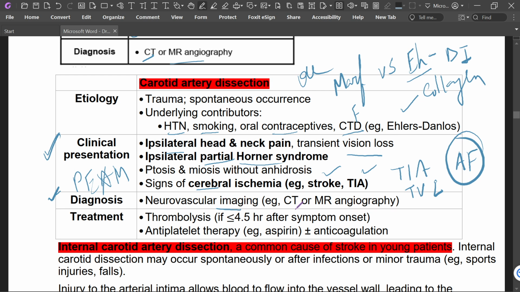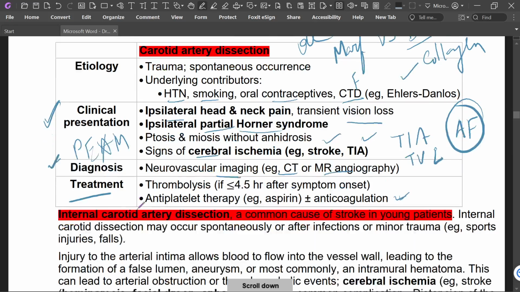Diagnosis: neurovascular imaging, CT or MR angiography. The treatment is thrombolysis if it is less than 4.5 hours after the symptom onset, and antiplatelet aspirin or anticoagulation can be given. If you diagnose carotid artery dissection very early, thrombolysis should be done.